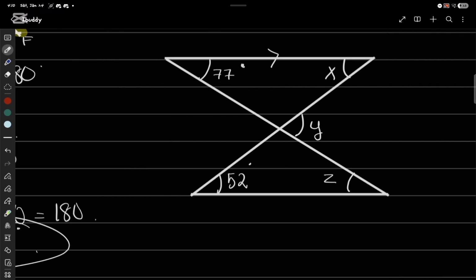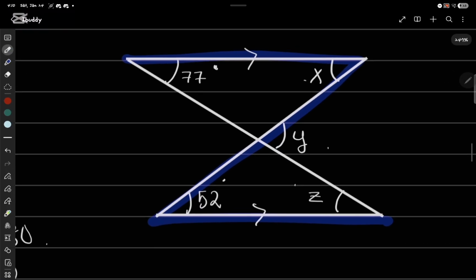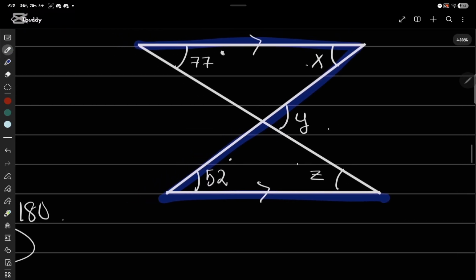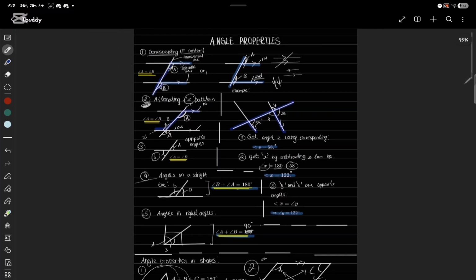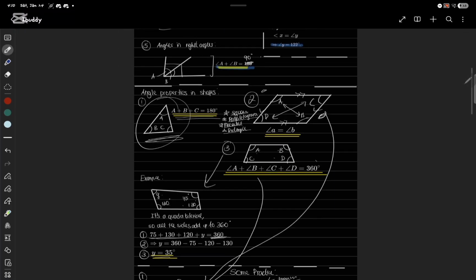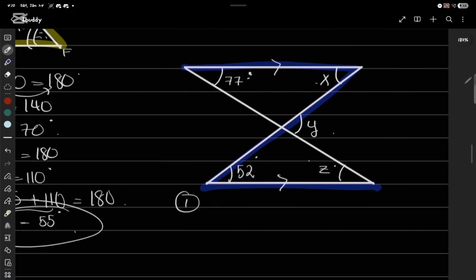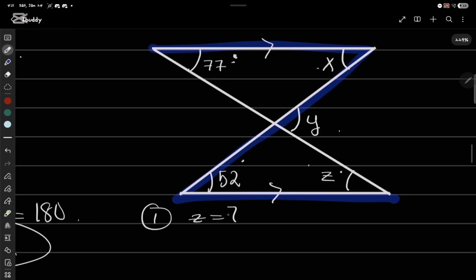We have this diagram here, and we have two parallel lines. And you're asked to find x and y and z. So first thing you guys want to notice is that these two parallel lines form a what? A Z pattern, right? Good. They form a Z pattern. And that means that this angle is the same as this angle. As we go back to the Z rule, alternating angles, right? Z and 77 are alternating, so Z equals 77.